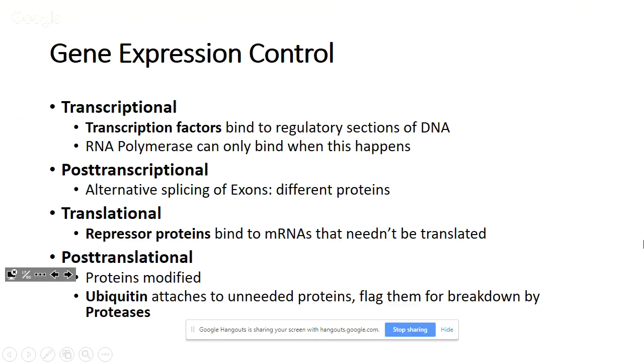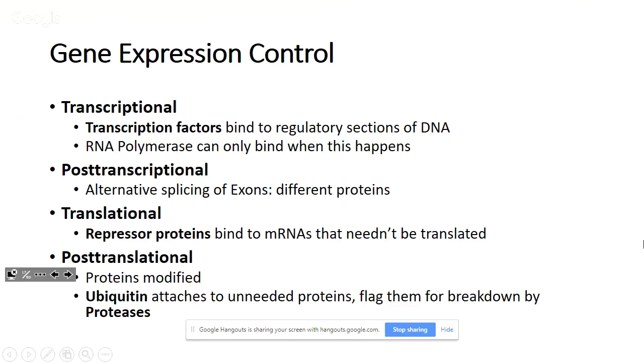And the 2 other ways you can do it is translational control, which just means repressor proteins will bind to mRNA so that it can't show up at a ribosome and be translated. And the final way is post-translational control, which just means proteins have already been produced and we realize, hey, we don't need all these proteins.